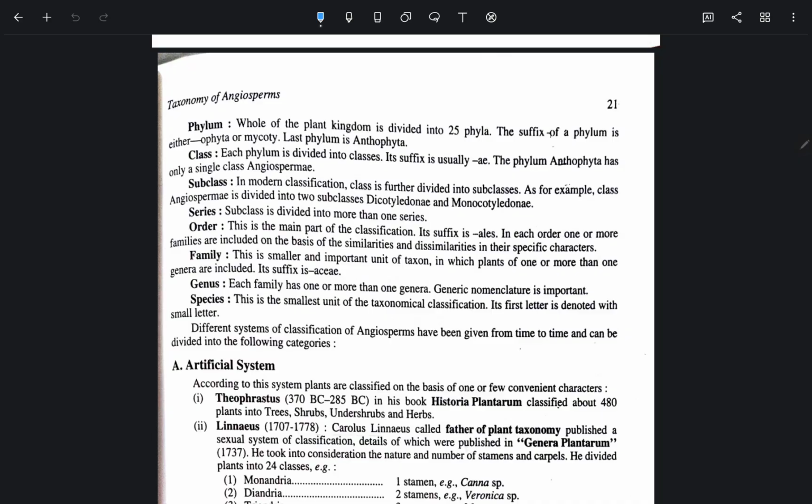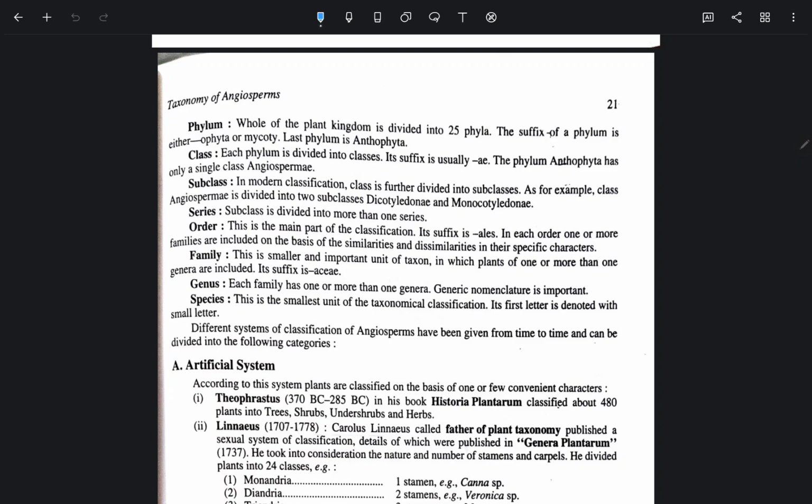Class. Each phylum is divided into classes. Its suffix is usually "ae". The phylum Anthophyta has only a single class, Angiospermae. Subclass. In modern classification, a class is further divided into subclasses, as for example, the class Angiospermae is divided into two subclasses, Dicotyledonae and Monocotyledonae. Series. Subclasses are divided into more than one series.